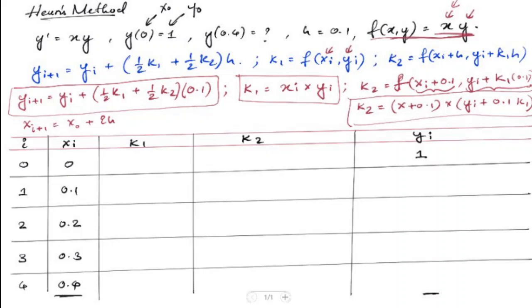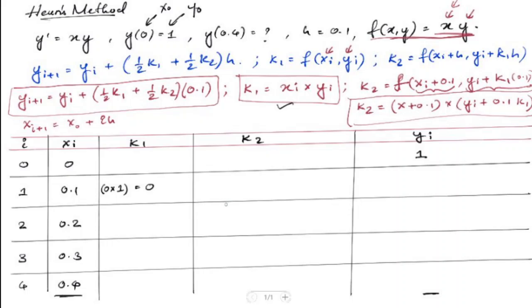And now we'll work on finding the value of k1. So using our formula here for k1, we have to take the previous x_i and y_i values, which basically means x0 times y0. So x0 is 0 times y0 is 1. So we have 0 times 1 is equal to 0.